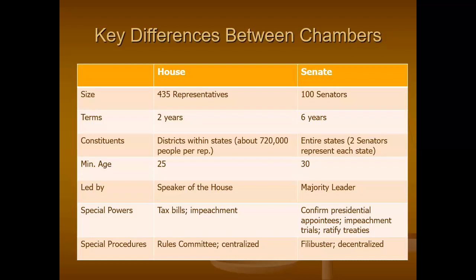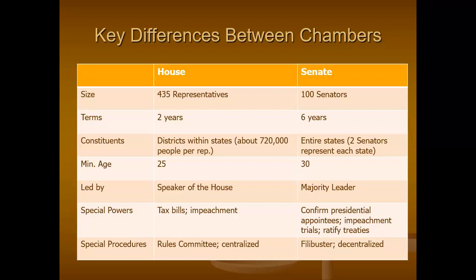And finally, the last set of differences between the House and Senate are under special procedures. The House is highly centralized, meaning its operations are tightly managed by the majority party leadership through structures such as the Rules Committee. The Rules Committee operates as a traffic cop, determining which bills will be considered on the floor of the chamber and under what terms of debate. It's a mechanism for the Speaker of the House to manage the House of Representatives in a way that suits the goals of the majority party.